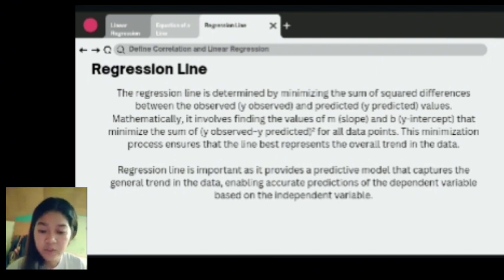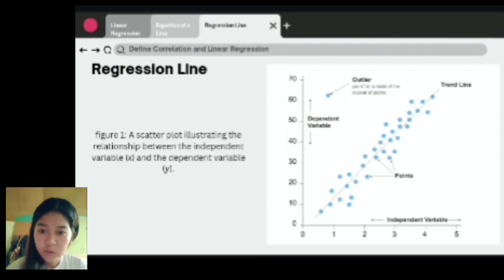And also the regression line, as you can see, that is the example. This is a scatter plot illustrating the relationship between the independent variable and the dependent variable. The regression line helps to make predictions based on new values of x and understand the overall trend in the data. It provides a simplified representation of the relationship between the variables.